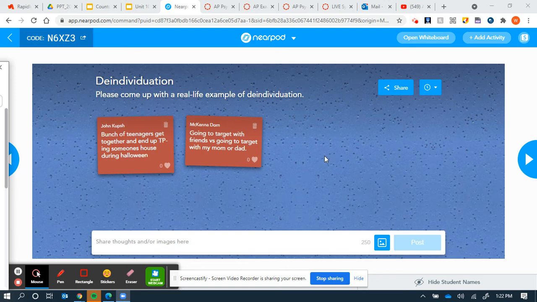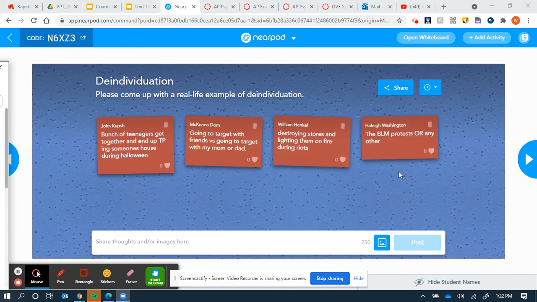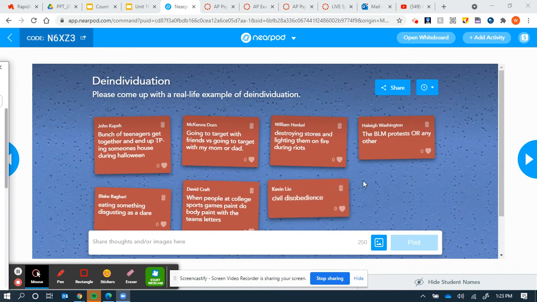Going to Target with friends versus alone, you will act differently. You won't go crazy at Target. Oh, okay, yeah. Destroying stores and lighting them on fire during riots. Yep. All right. Okay, yeah, the Black Lives Matter protests, any protests, any riots that come out of that is de-individuation. Most people are not just going to be like, I'm going to go riot. It's like one person running around smashing windows with a bat. That's just somebody who's crazy.